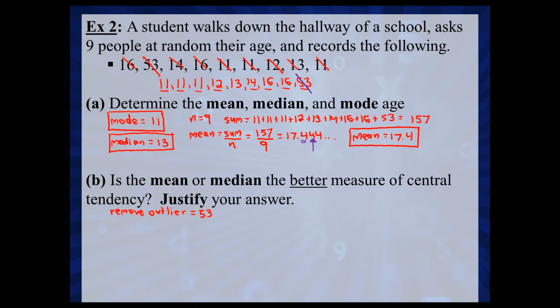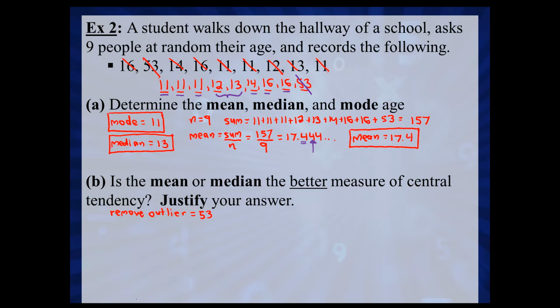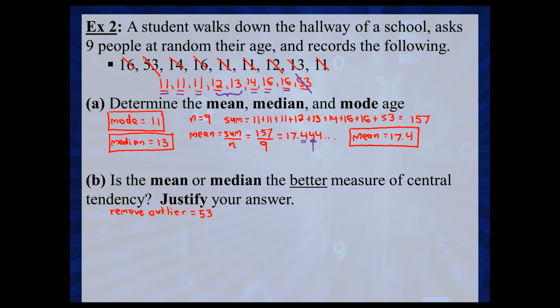Again, it didn't ask me to determine the mode. So let's go in by 1 each time. Go in by 1, go in by 2, go in by 3. And this time around, you actually have two middle numbers. You have a 12 and you have a 13. If you have two middle numbers, the median is just the midpoint of those two numbers.